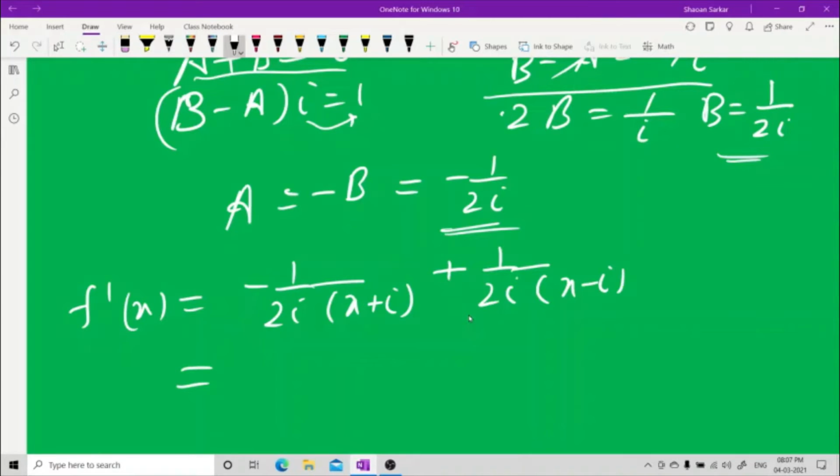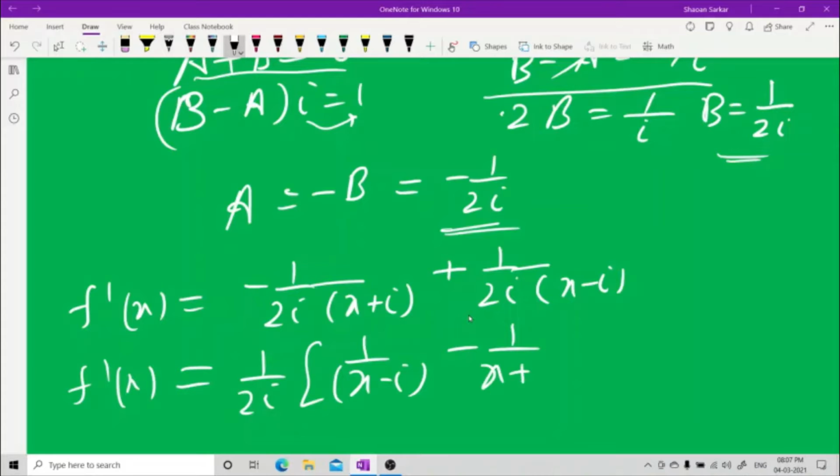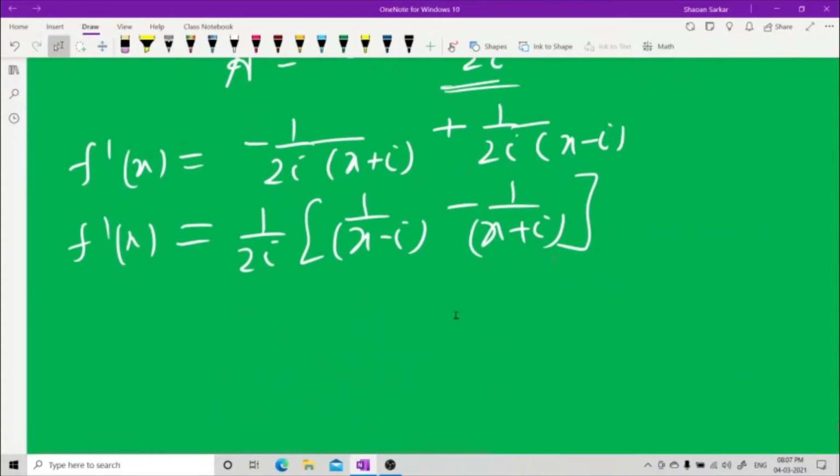Take 1 by 2 iota out, f dash x, take 1 by 2 iota out, then this becomes 1 upon x minus iota minus 1 upon x plus iota. Now take the derivatives on both sides. Take the second derivative. So f double dash x is equal to 1 by 2 iota.